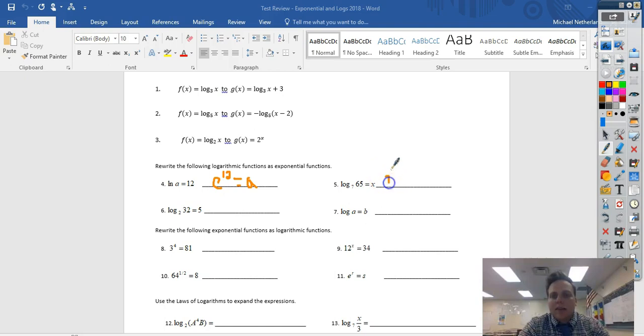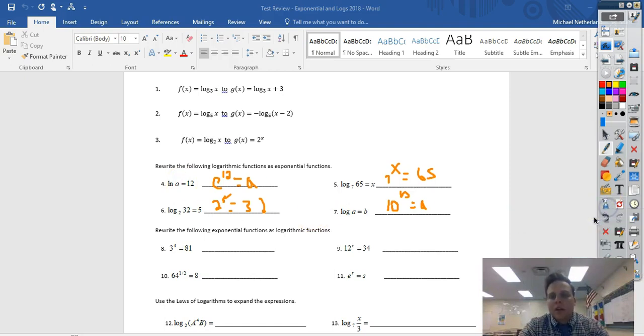So this guy would be 7 to the x equals 65. This guy would be 2 to the 5th equals 32. And this guy, well, wait, I don't have a base here. If you see log and no base, it's understood the base is 10. So 10 to the b equals a. Over here, the understood base was e. Natural log means the understood base is e. ln means natural log, which means the base is e.